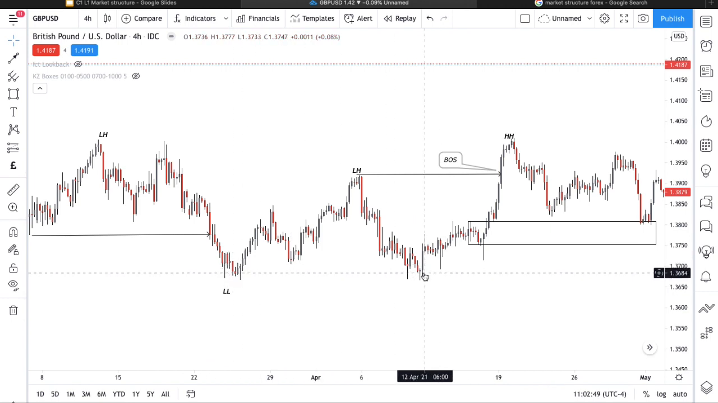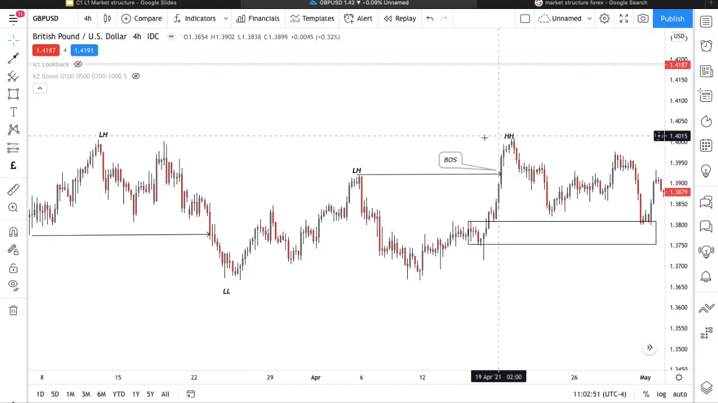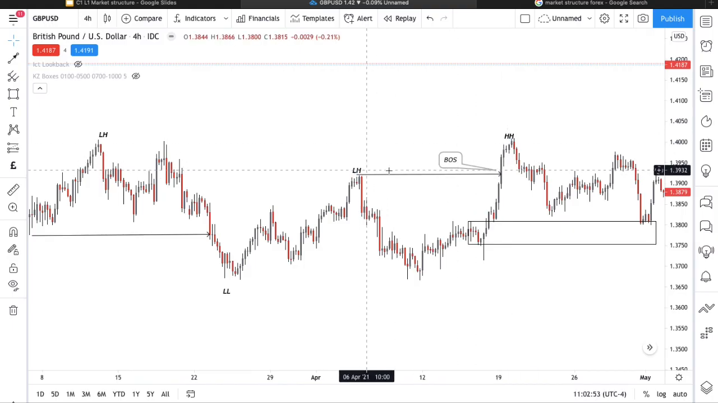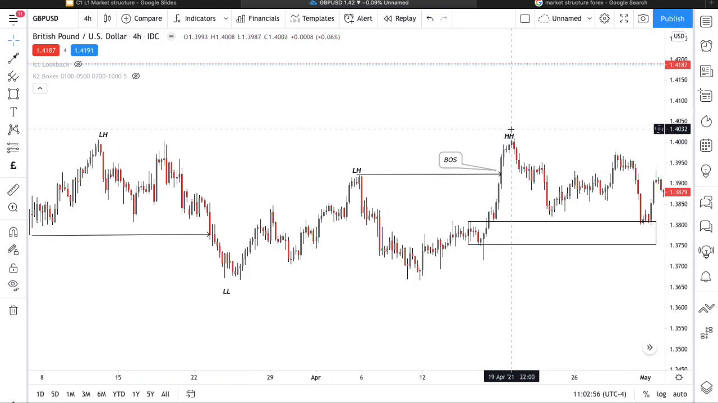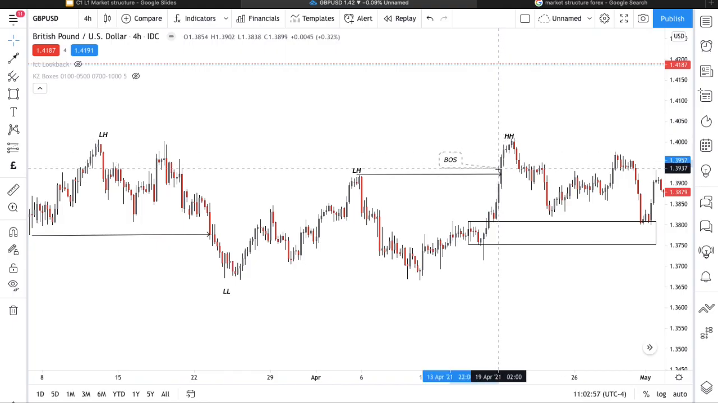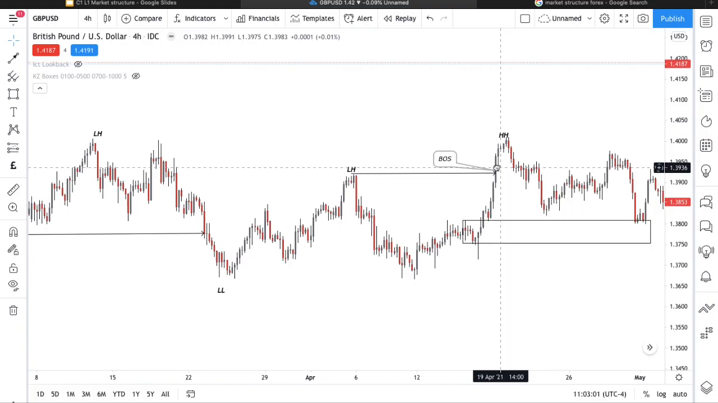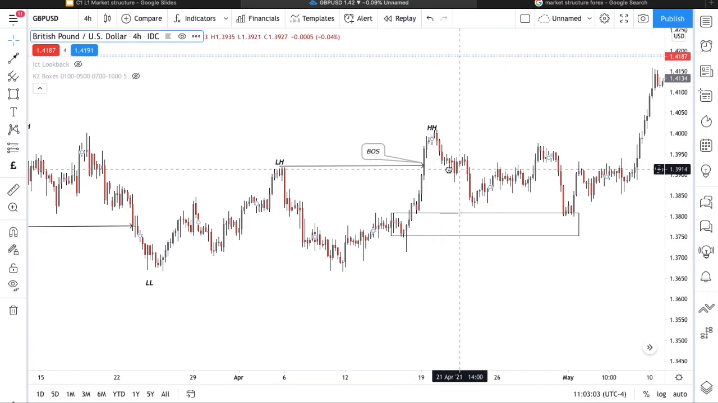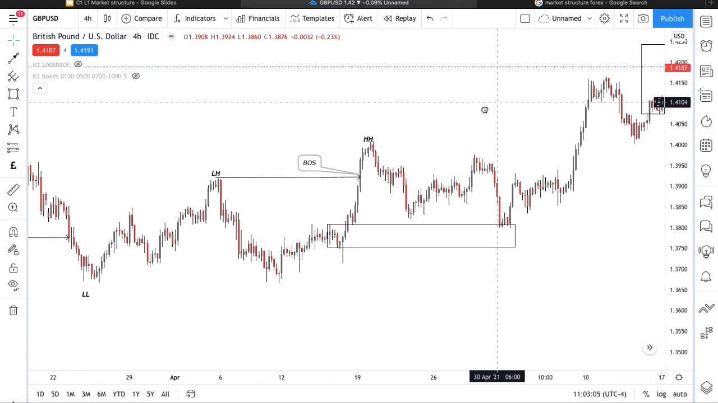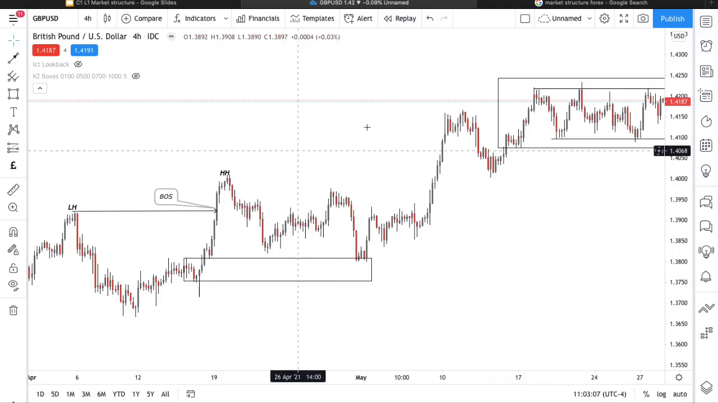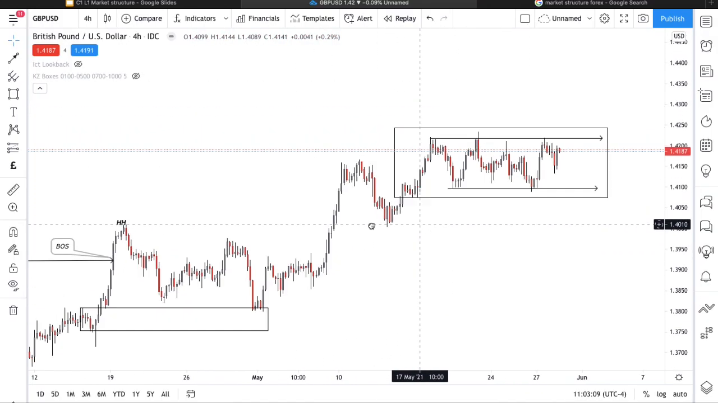But then what did it do? It impulsed above that recent lower high, therefore printing a new higher high. This is then what we identify as a break of structure. So now we know that the buyers are coming into power. So now once we got that break of structure, what do we see now? Price is printing higher highs, higher lows.